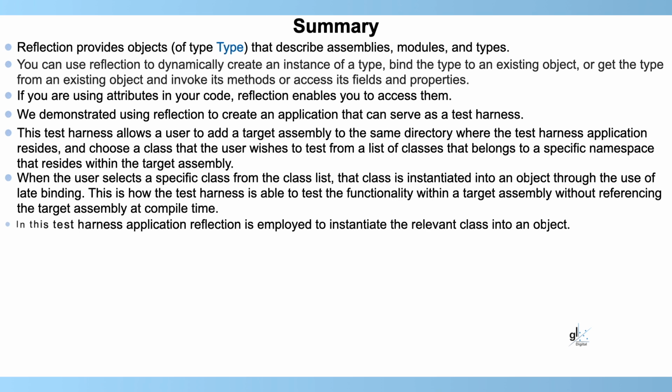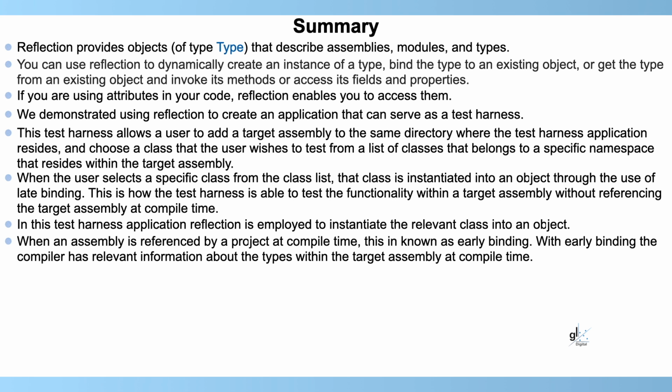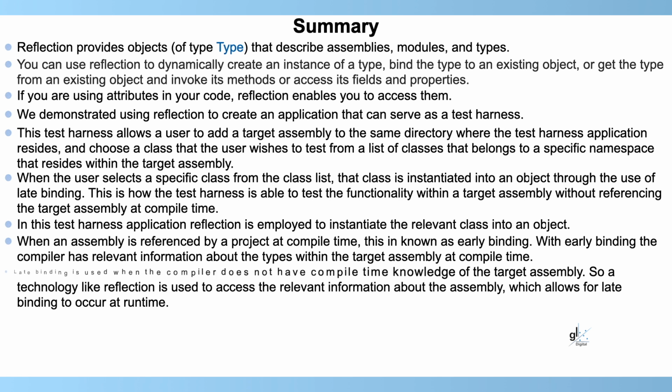In the test harness application, Reflection is employed to instantiate the relevant class into an object. When an assembly is referenced by a project at compile time, this is known as early binding. With early binding, the compiler has relevant information about the types within the target assembly at compile time. Late binding is used when the compiler does not have compile time knowledge of the target assembly. So, a technology like Reflection is used to access the relevant information about the assembly, which allows for late binding to occur at runtime.